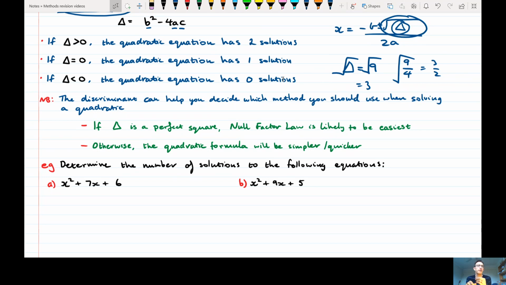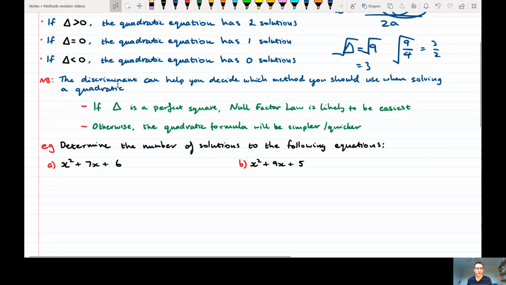If, however, it becomes something without a perfect square, for example 8, we know that the square root of the discriminant will give you the square root of 8. Now in that case you'd probably be thinking the quadratic formula is much easier, much quicker, because with factorizing you're thinking of two factors that add to this and multiply to this. You don't want to deal with thirds. But again, solving is for a different video, but the discriminant will help you decide which one is better to use.